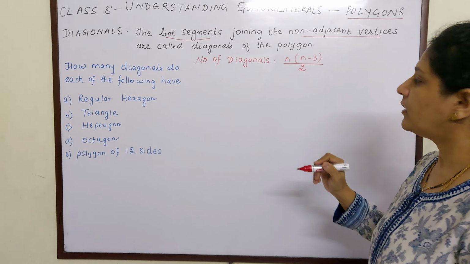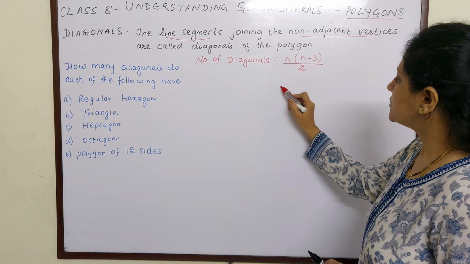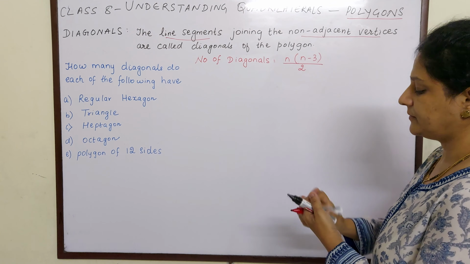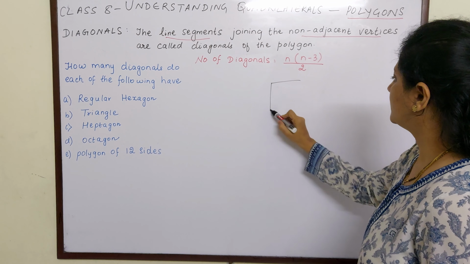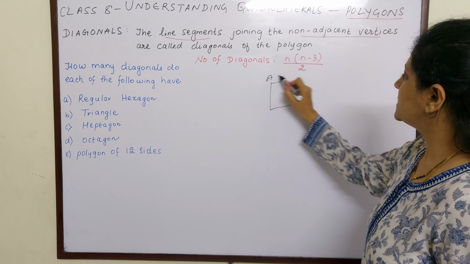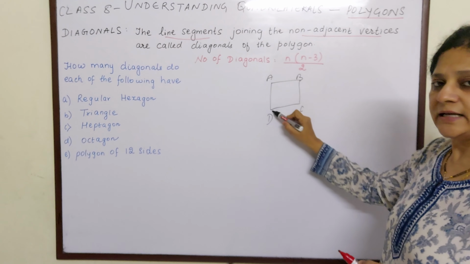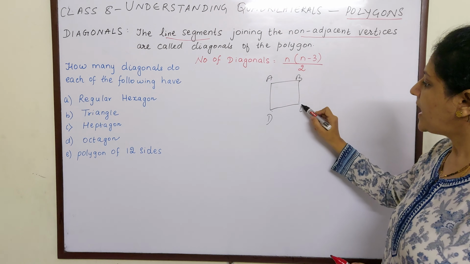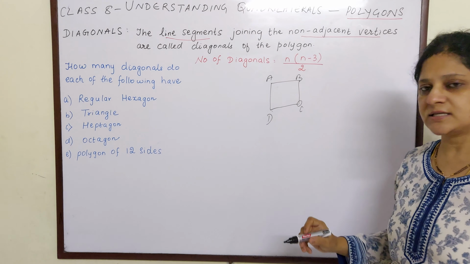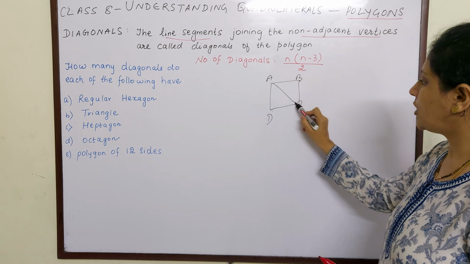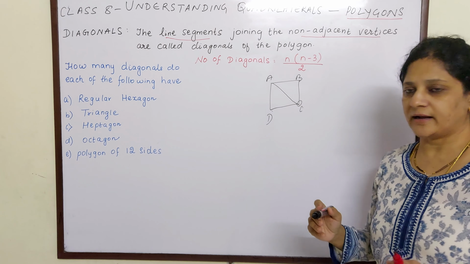So what are non-adjacent vertices, children? Now suppose this is a square, and let us name it A, B, C, D. For A, B and D are adjacent vertices and C is the non-adjacent vertex. So any line joining A to C is a diagonal.